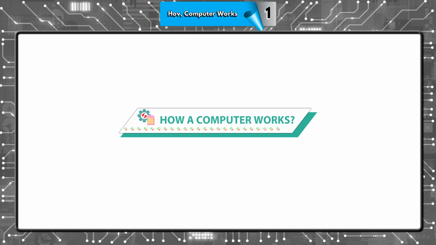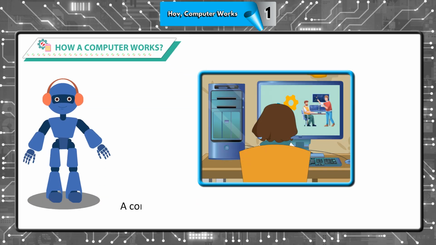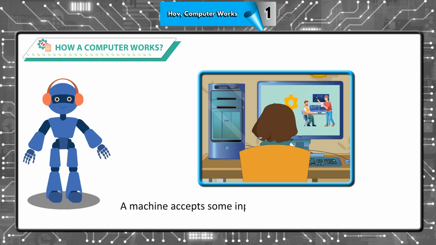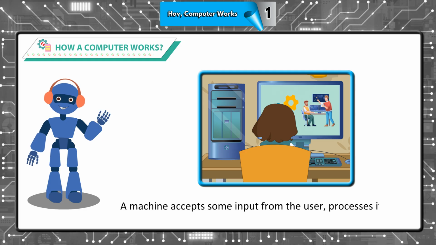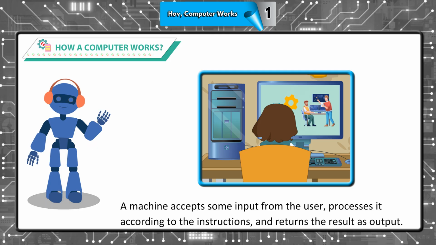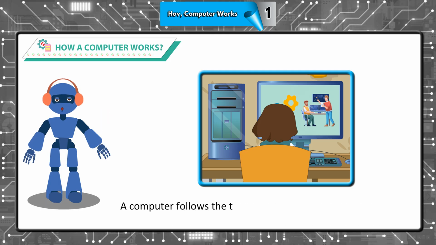How a computer works. A computer is a machine. Like any other machine, it follows certain steps to perform a task. A machine accepts some input from the user, processes it according to the instructions, and returns the result as output. A computer follows the three steps as described.